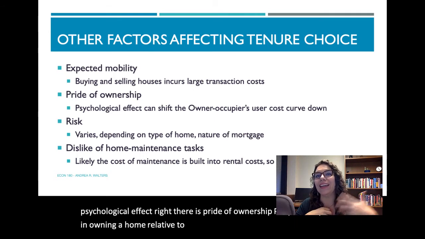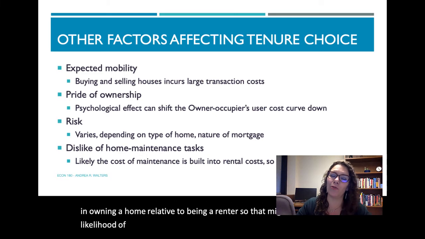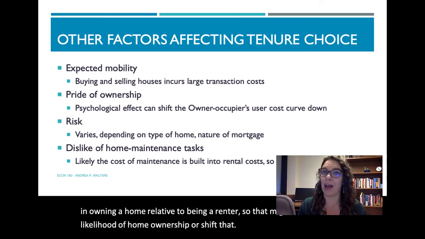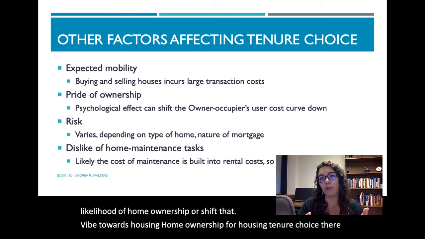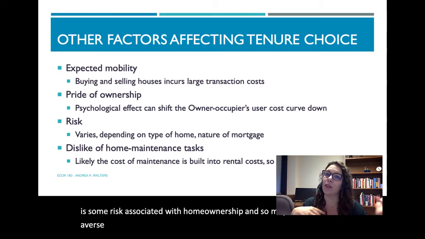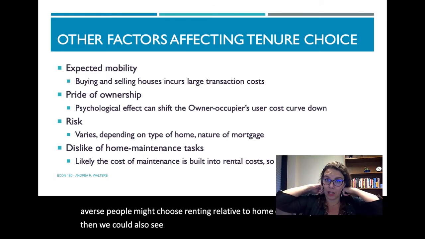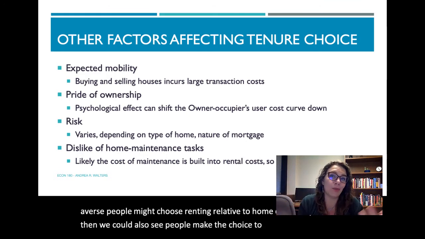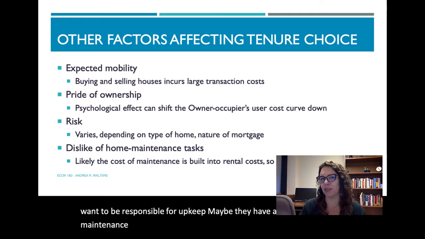So that might increase the likelihood of home ownership or shift that vibe towards home ownership for housing tenure choice. There is some risk associated with home ownership, and so maybe less risk-averse people might choose renting relative to home ownership. And then we could also see people make the choice to rent because they don't want to be responsible for upkeep. Maybe they have a dislike for home maintenance tasks, although usually maintenance is built into rental costs.